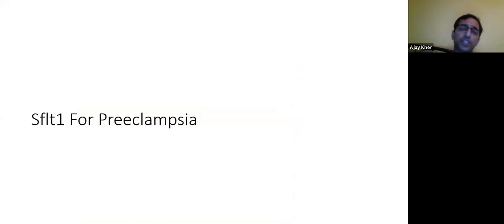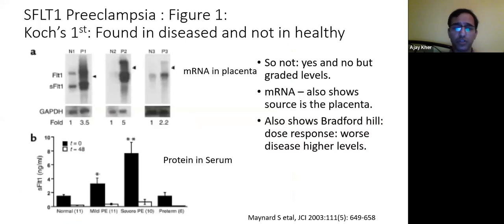Now we'll switch gears and talk about sFlt1 for preeclampsia. This paper came out in 2003. Again, the first figure of this paper is also trying to prove Koch's postulate 1, that it's found in diseased animals and not in healthy.